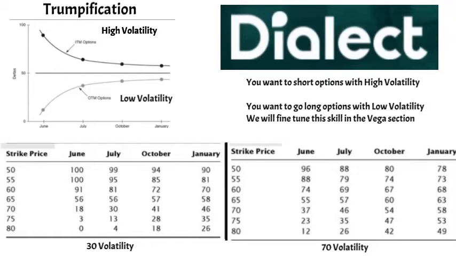Look how tight all of those deltas are under the 70 volatility table. They're really clustered around the at the money strike. Notice how tight they are. That is Trumpification as caused by volatility. Okay, so let's wrap this up. What's the why behind Trumpification? Because if you understand Trumpification, you understand how time and volatility affect the delta of your option position.